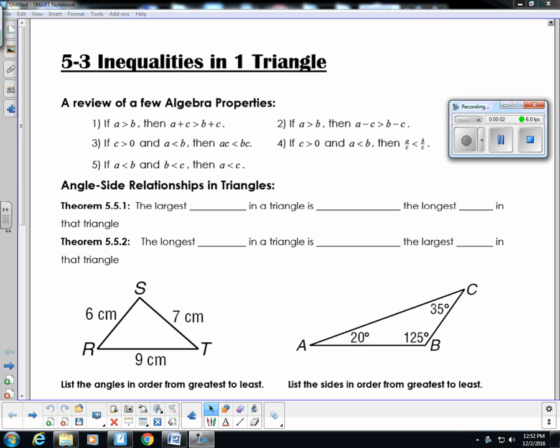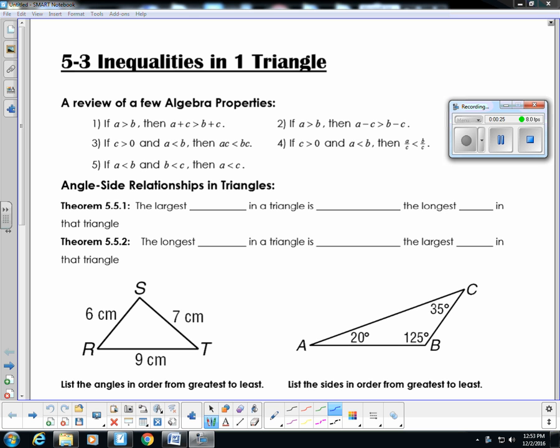Section 5.3 is going to talk about inequalities in just one triangle. We'll get to a section here where we talk about inequalities in two triangles, but today we're just going to focus on simple inequalities in one triangle. Starting up here at the top where it says a review of a few algebra properties, here is just some, I call them common sense.